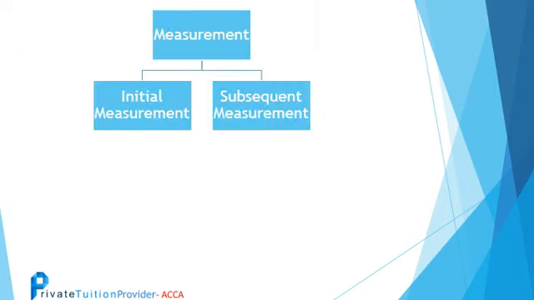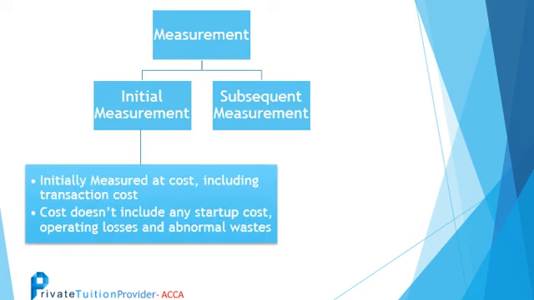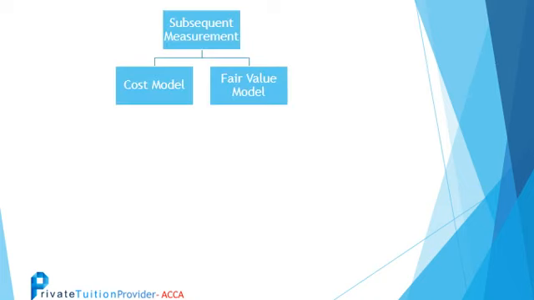Let's see how to measure it. We will see the initial measurement first. Initially, it is measured at cost, including transaction cost, and this cost doesn't include any startup cost or operating losses or abnormal waste. Now have a look at the subsequent measurement.